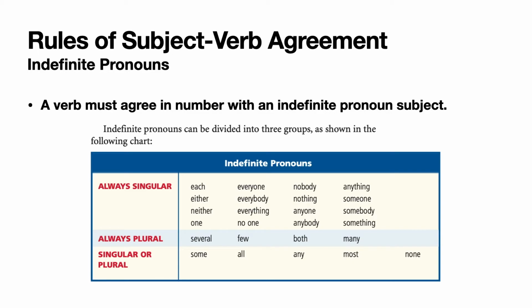We have the pronouns that are always singular. Now we just need to memorize these, and once you've memorized them, it will be easy to answer. We have indefinite pronouns that are always plural, and then there are indefinite pronouns that can be singular or plural depending on the usage. Plural indefinite pronouns take plural verbs, and singular indefinite pronouns, of course, take singular verbs.